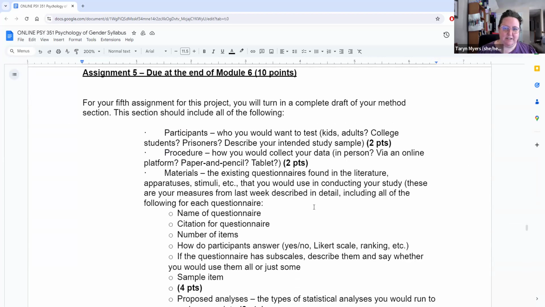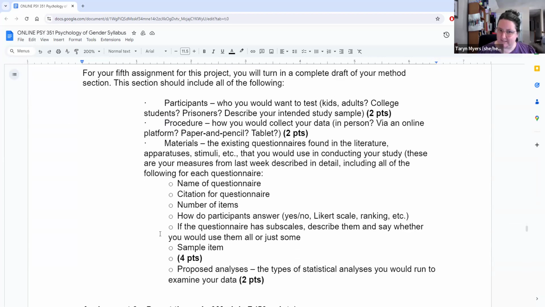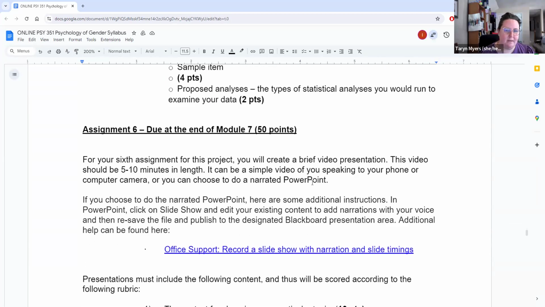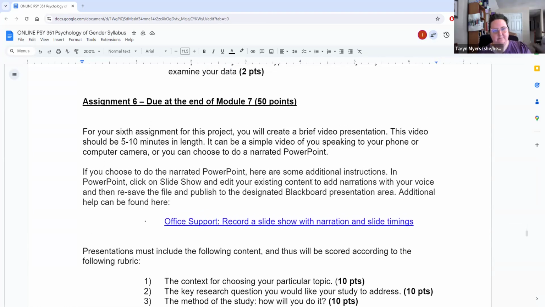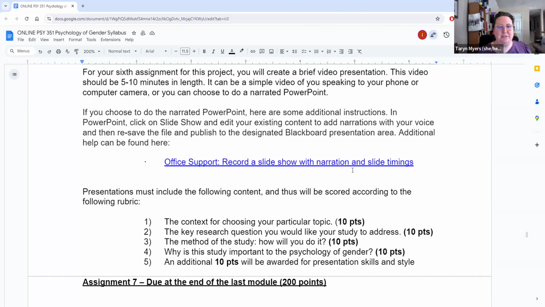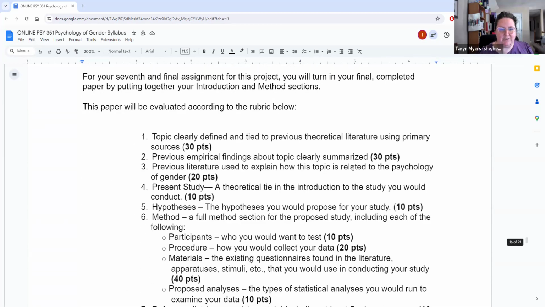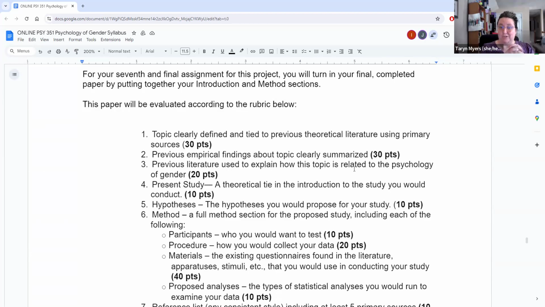And so for your 5th assignment, you will do a draft of the method section of your proposal, and you're going to answer each of these questions. What would you need, and how would you outline each thing? At the last module, 7/8, you're going to do a 5 to 10 minute video presentation walking us through your hypothetical study proposal. And then you're going to put together, copy paste everything you've done to that point, and make a paper that you'll turn in as well.